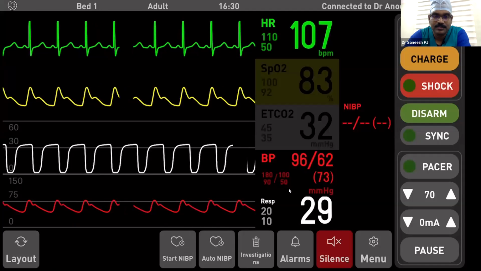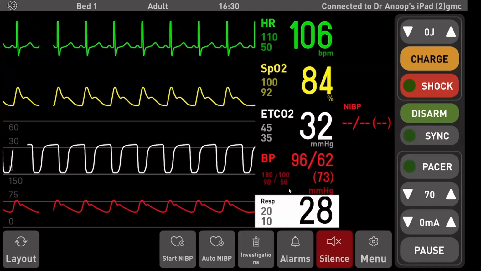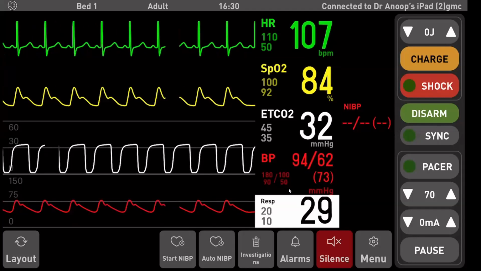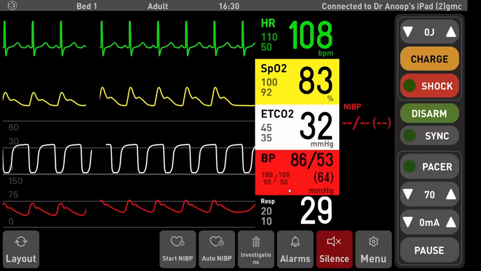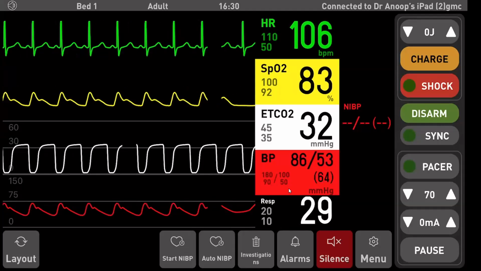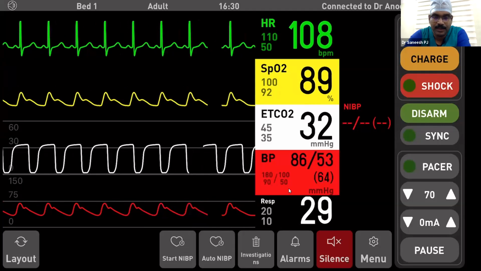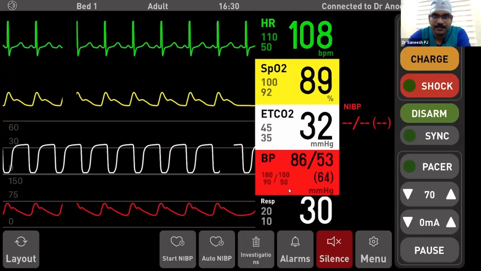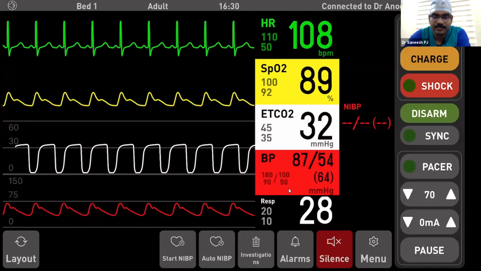Okay. I will optimize the saturation also. The saturation is around 84. I will start on a plain mask, sir, oxygen with 6 liter O2. Okay. Face mask with 6 liter of oxygen given. Patient is restless.